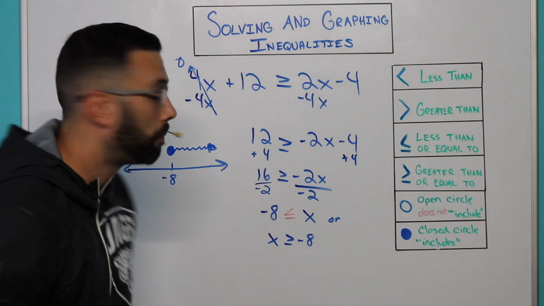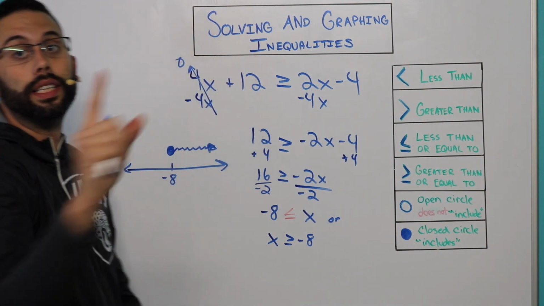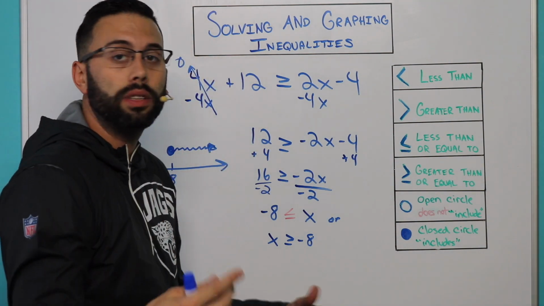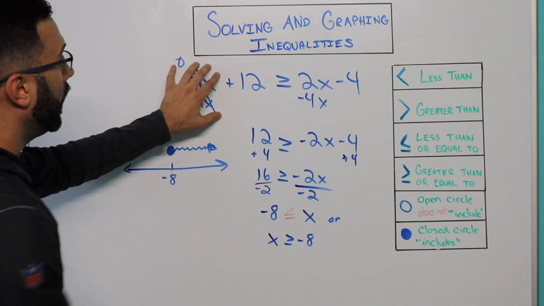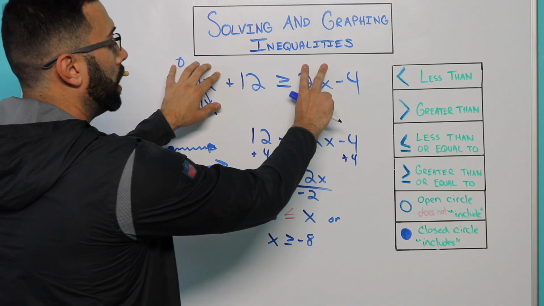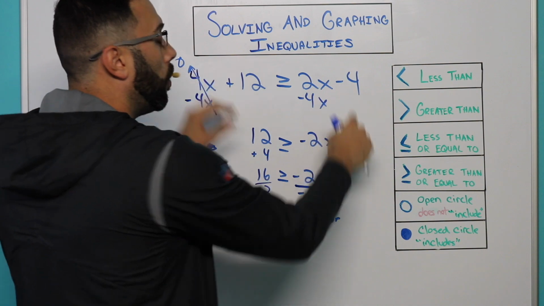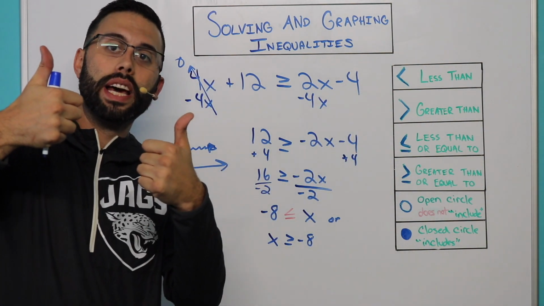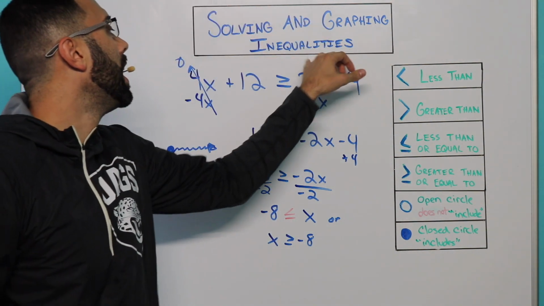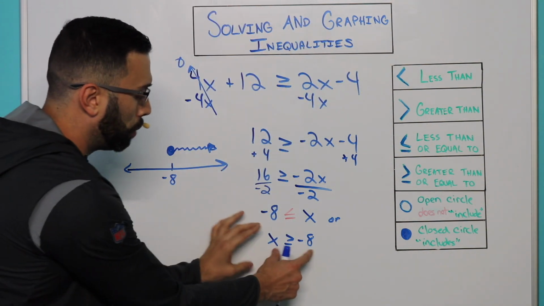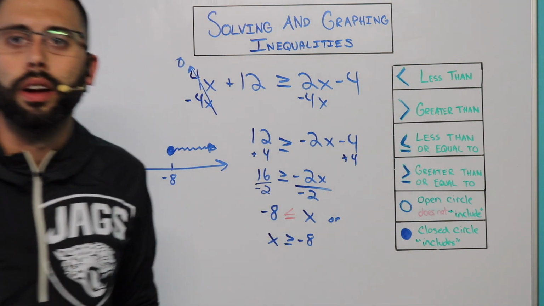But let's check our answer. What's a nice number bigger than -8 that we could choose? 0. I always try to use 0 because 0 times anything is 0. Watch, let's go to our original. 4 times 0, that's 0, right? Well, what's 2 times 0? That's also 0. So all I'm left with is 12 greater than or equal to -4? It's happy, it's true, it works. So this was solving and graphing inequalities. Again, algebraic representation, graphic representation, they mean the same thing.